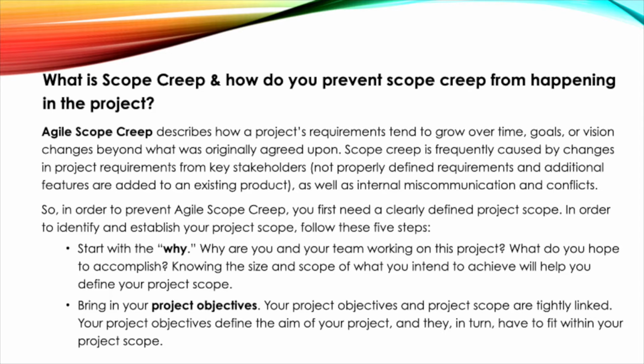So, in order to prevent Agile scope creep, you first need a clearly defined project scope. In order to identify and establish your project scope, follow these 5 steps. Start with the why. Why are you and your team working on this project? What do you hope to accomplish? Knowing the size and scope of what you intend to achieve will help you define your project scope.